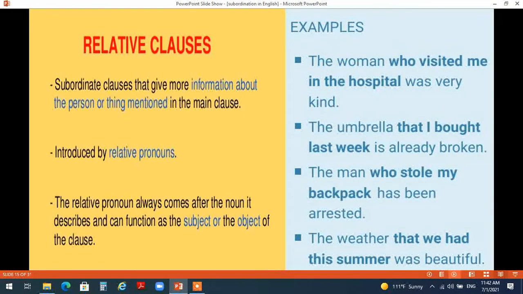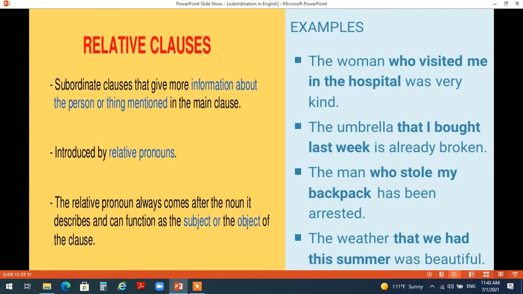The relative pronoun always comes after the noun it describes and can function as the subject or the object of the clause. دائما الاسم الموصول أو ضمير الوصل أو the relative pronoun يأتي بعد الاسم الذي نصفه في الجملة، ونختار ضمير الوصل المناسب كأن يكون who أو whom أو which بحسب موقع الاسم في الجملة، موقع الاسم الذي نصفه إن كان فاعل أو مفعول به.